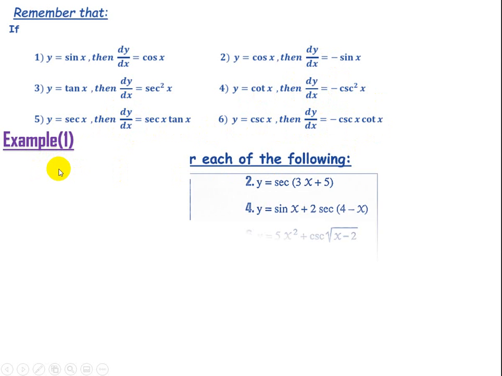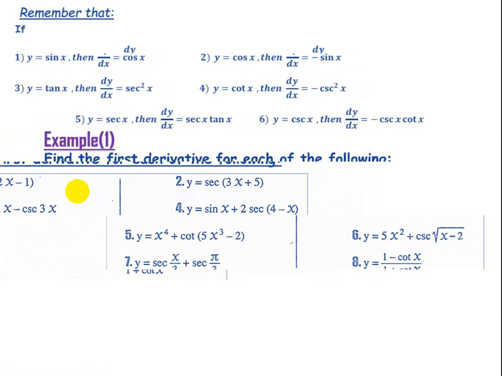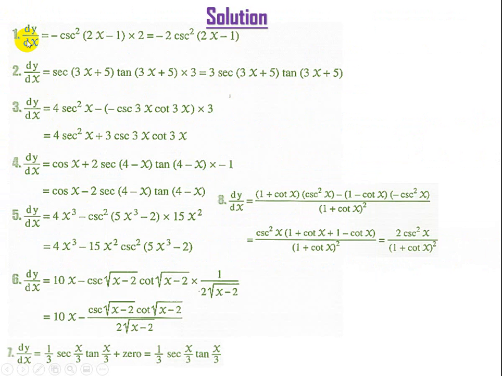Example number 1. Find the first derivative for each of the following. Number 1. y equals cotan (2x minus 1). dy by dx of cotan is negative cosec squared (2x minus 1), and the derivative of the angle 2x minus 1 is 2, so the final answer is negative 2 cosec squared (2x minus 1).